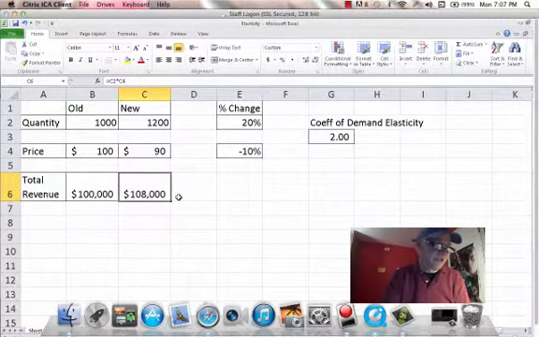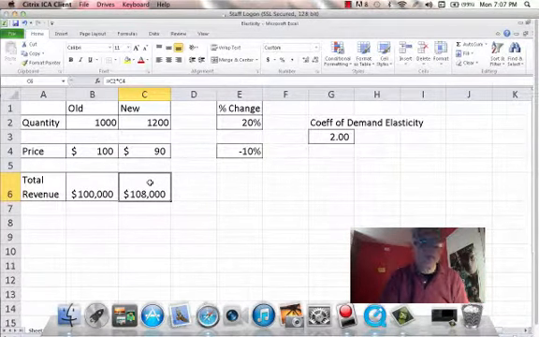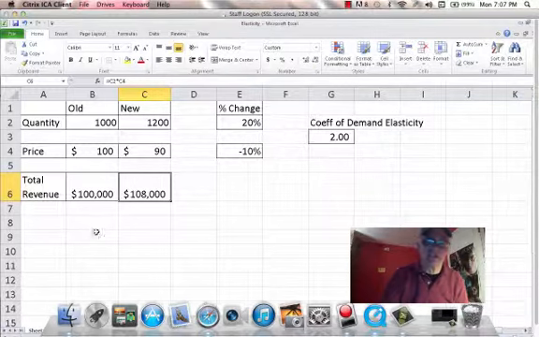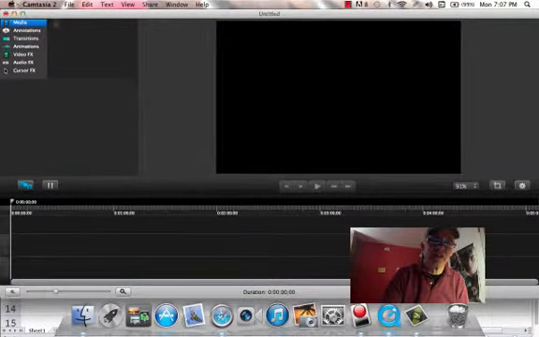So take a look at the spreadsheet, do the formulas yourself, and then compare it to page 115. This is demand elasticity. But I'll go over it in class also.